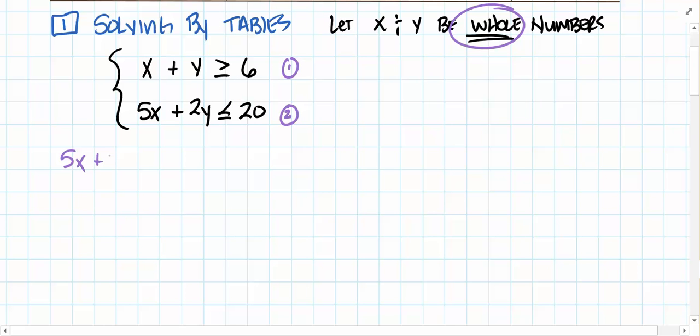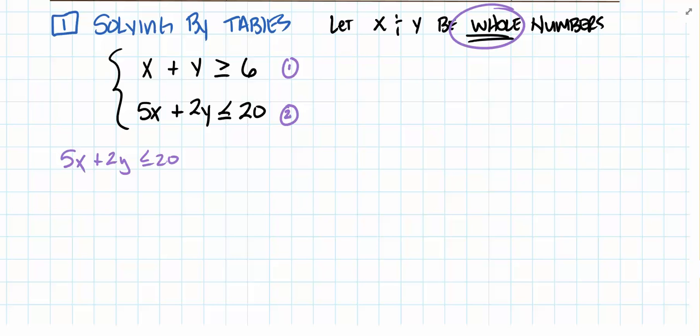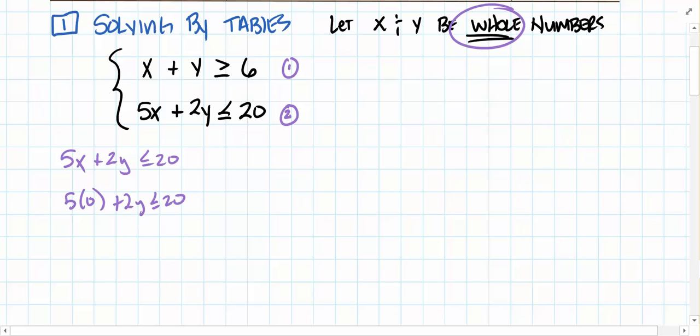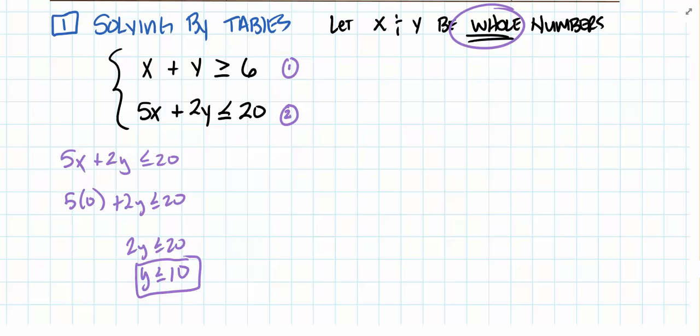5x plus 2y is less than or equal to 20. x and y represent whole numbers. So the smallest whole number that x could be is what? Whole number: 0. There we go. So if x is 0, I'll have 5 times 0 plus 2y is less than or equal to 20. So what does that mean? That means that 2y has to be less than or equal to 20, or y must be less than or equal to 10. Okay, that's a bound. One of my numbers can't be bigger than 10. Does that make sense, if the other one is the smallest one, 0?